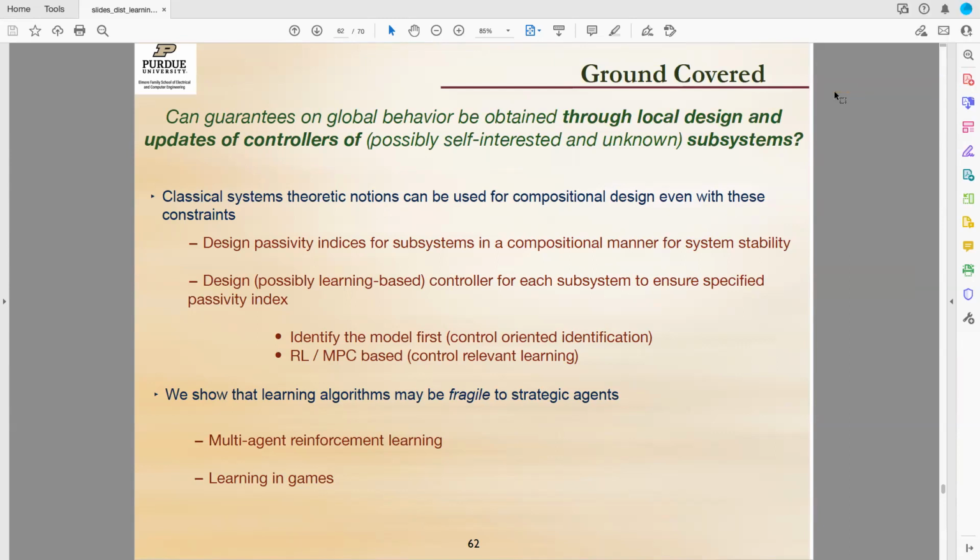I had a quick question. Hey, Vijay, for the first part where you're designing the controllers in a distributed way to get passivity, is there a way to overlay other performance metrics on top of that? So if you want to get passivity as a baseline just to ensure stability, and then you want to optimize around it, is there guidance on how to do that?